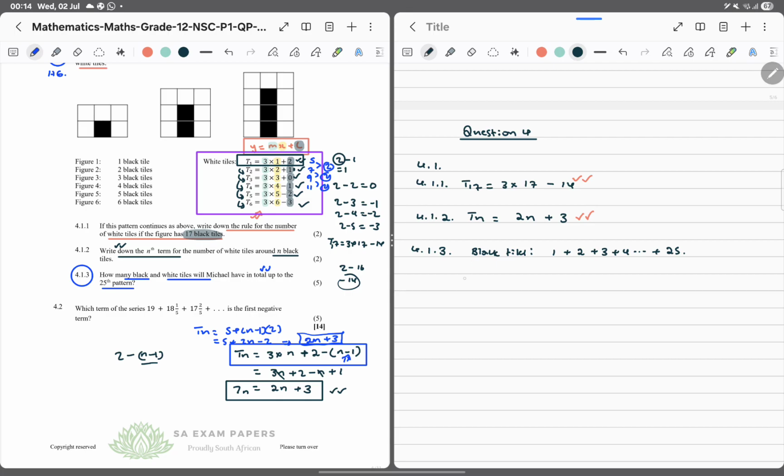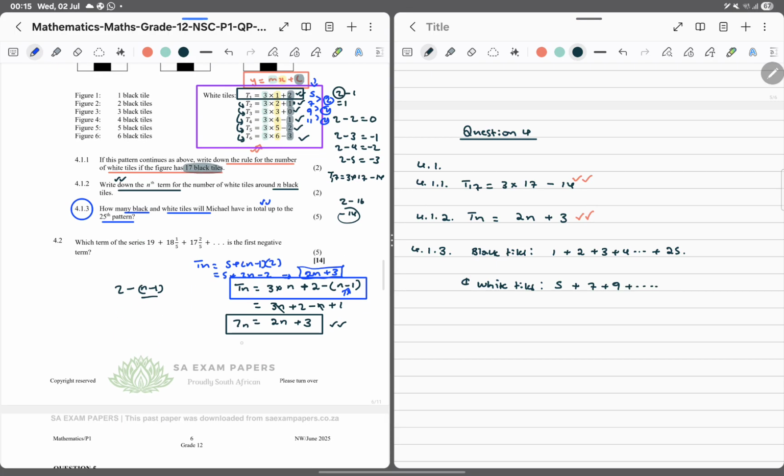And then white tiles themselves are going to follow a different pattern. Now this one is a bit naughty in that we need to be very careful on what we do here. We need to be very careful. Now we need to start working with those numbers. So we know that this is 5 at first, plus 7, plus 9, and so on.